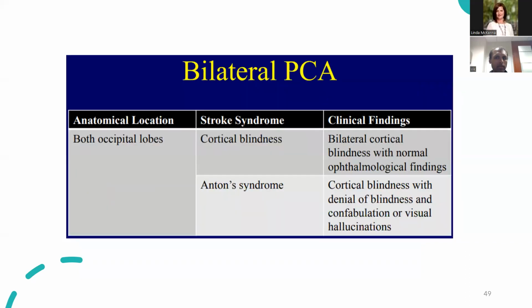In terms of a bilateral PCA stroke, you can obviously get cortical blindness, so both visual cortices are completely affected. And then you can also get Anton syndrome. It's probably quite rare, but you get primarily visual hallucinations.